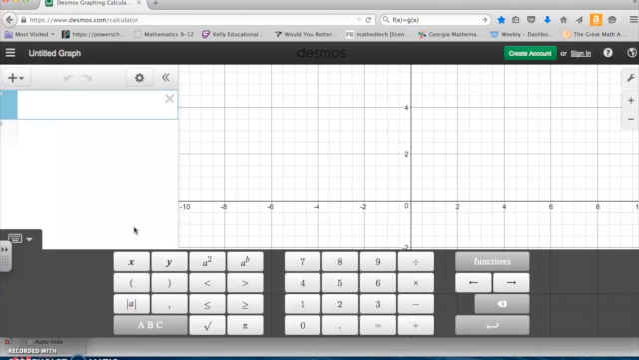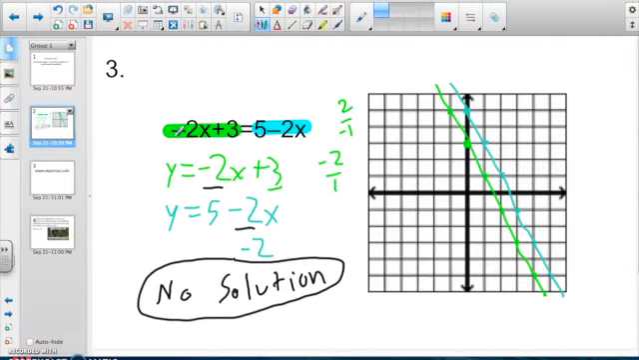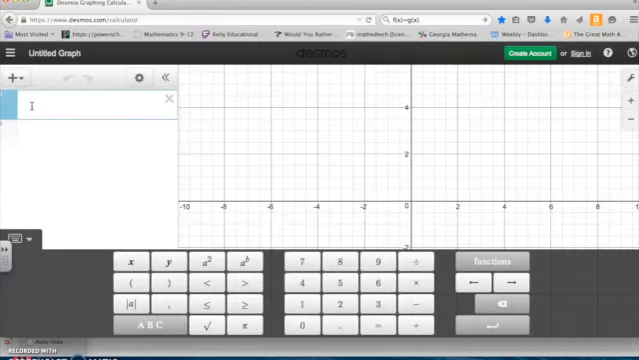And you'll get a graph looking thing like this. So what you're going to want to do is come over here to the left, and this is going to be where we enter our equations. Now let's look back at our equations. Remember, we had y equals negative 2x plus 3. So I'm just going to type that in right here: y equals negative 2x plus 3. And you will see that our line magically appears here.